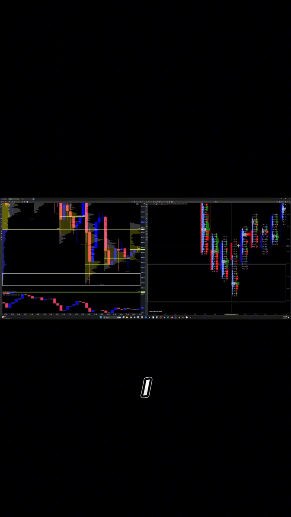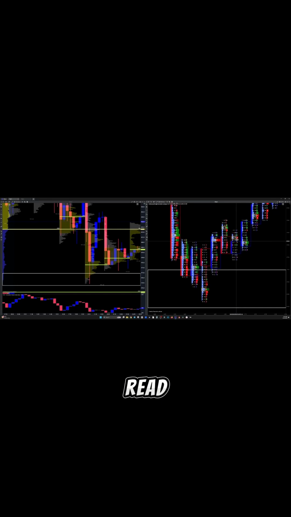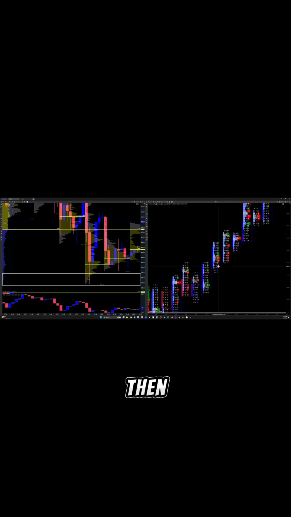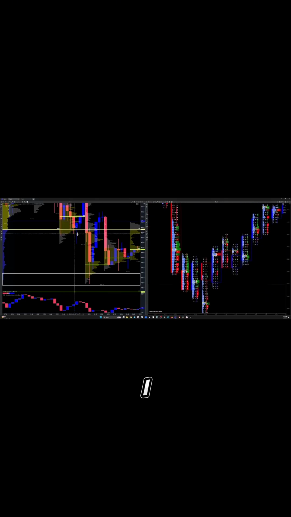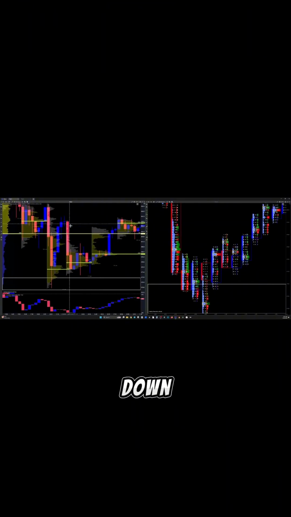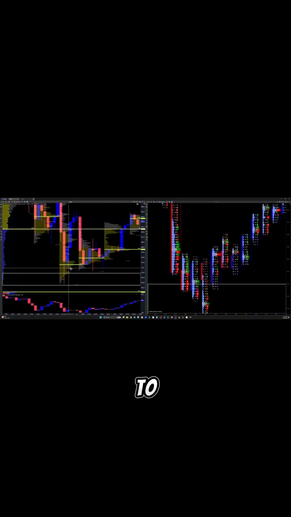All right, I will make more videos on how you can read footprint with different levels, imbalance, delta, just volume alone, and the rest. And then from there, remember, you target previous area. Then going forward, maybe when price came back down here, where did it come to? It came to a high volume node.